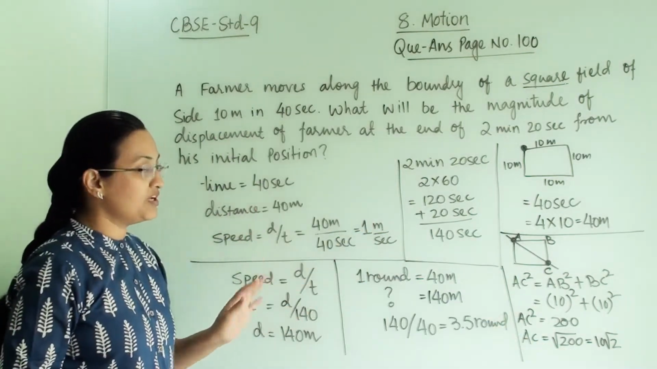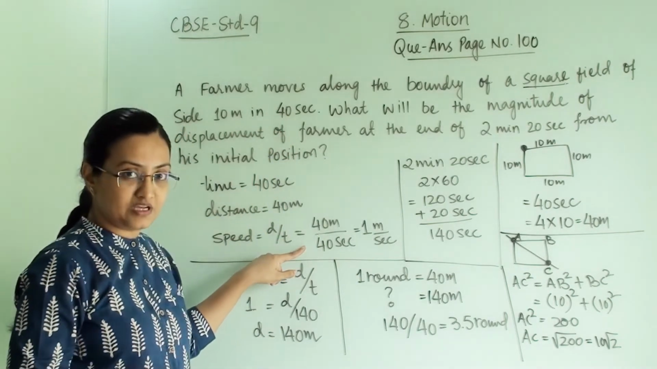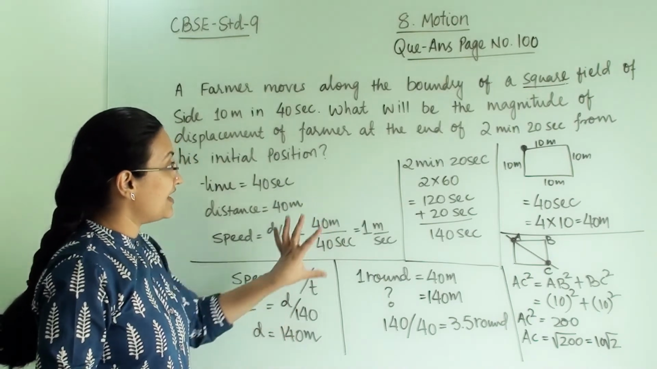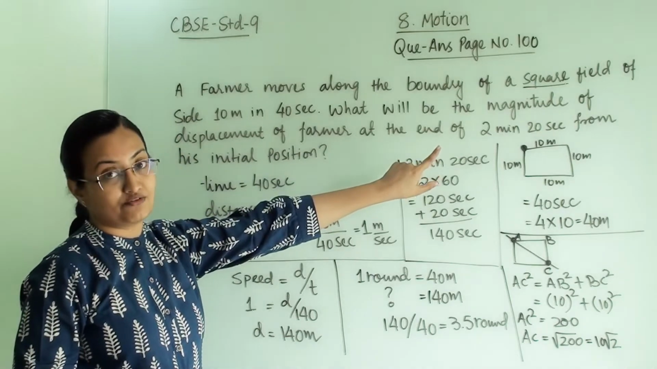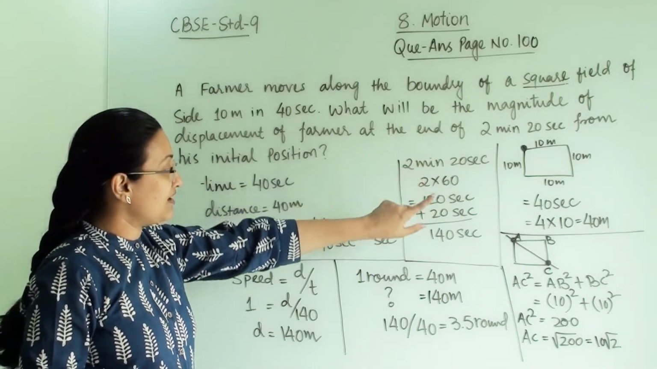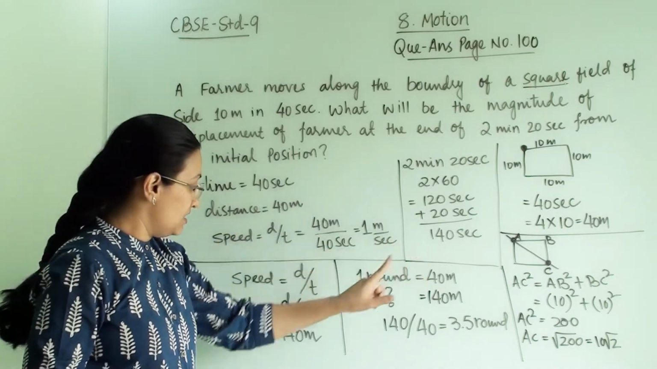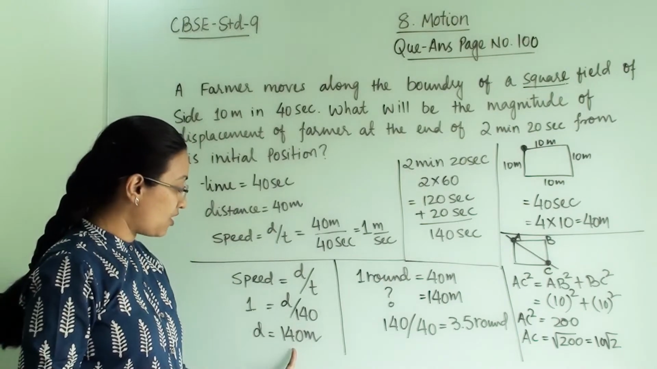So in this numerical, what we have done is, from the first situation we found the speed. Then from that speed we found how much distance he will cover in the given period of time. The given period of time was in minutes, so we converted it into seconds. So in that much time, we found how much distance he will cover. So we got this distance.